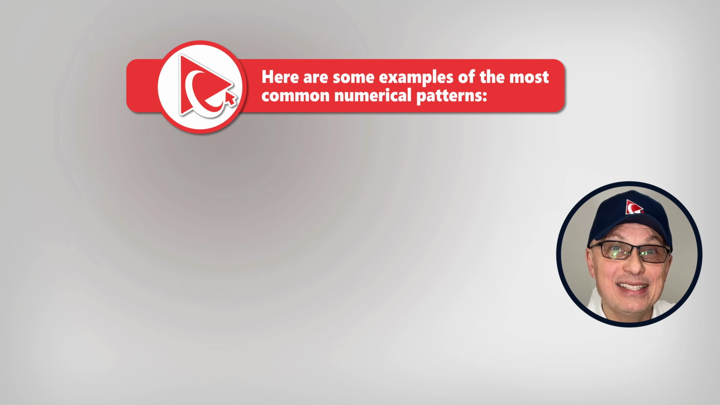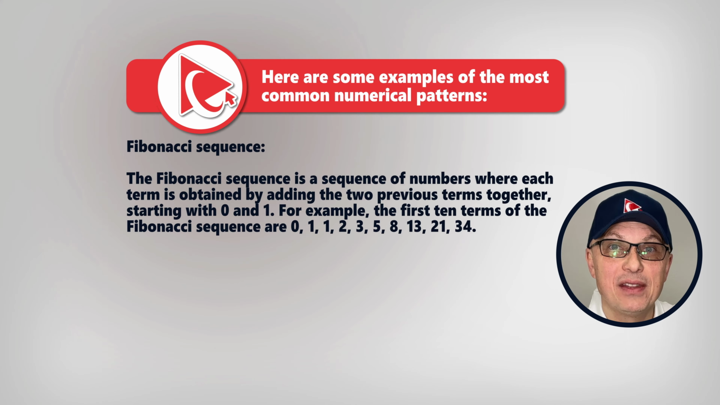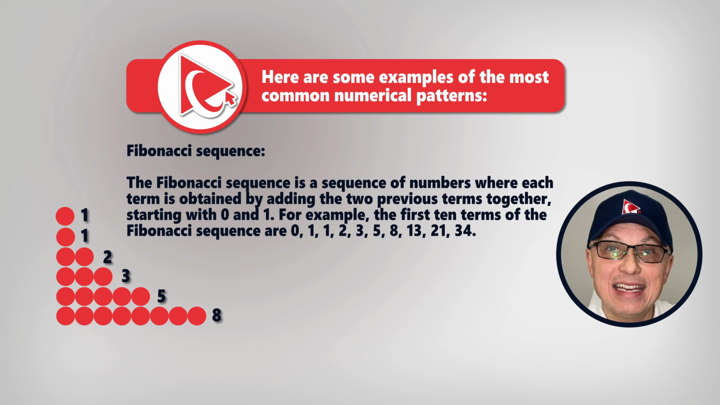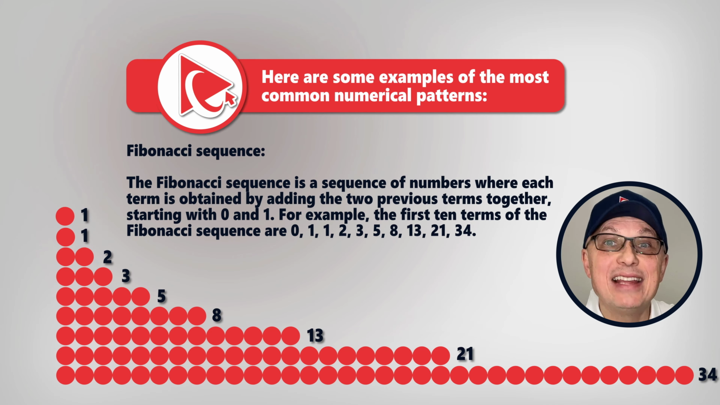And last but not least on my list is Fibonacci sequence. Fibonacci sequence is a sequence of numbers where each term is obtained by adding the 2 previous terms together, starting with 0. For example, the first 10 terms in the Fibonacci sequence would be 0, 1, 1, 2, 3, 5, 8, 13, 21, and 34.